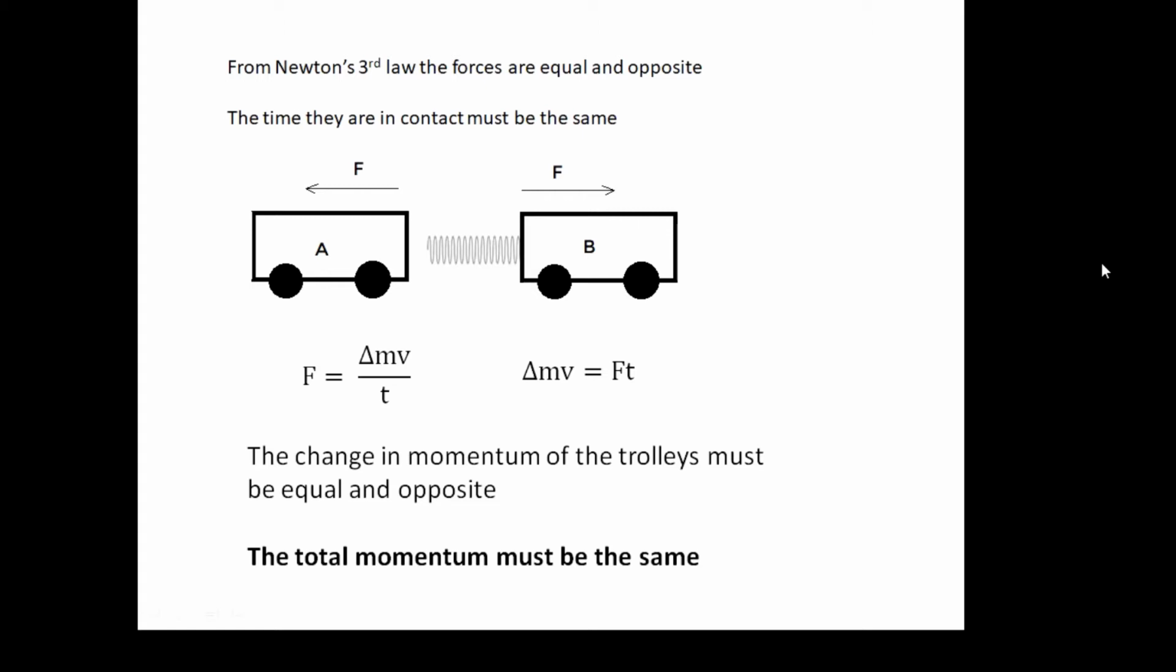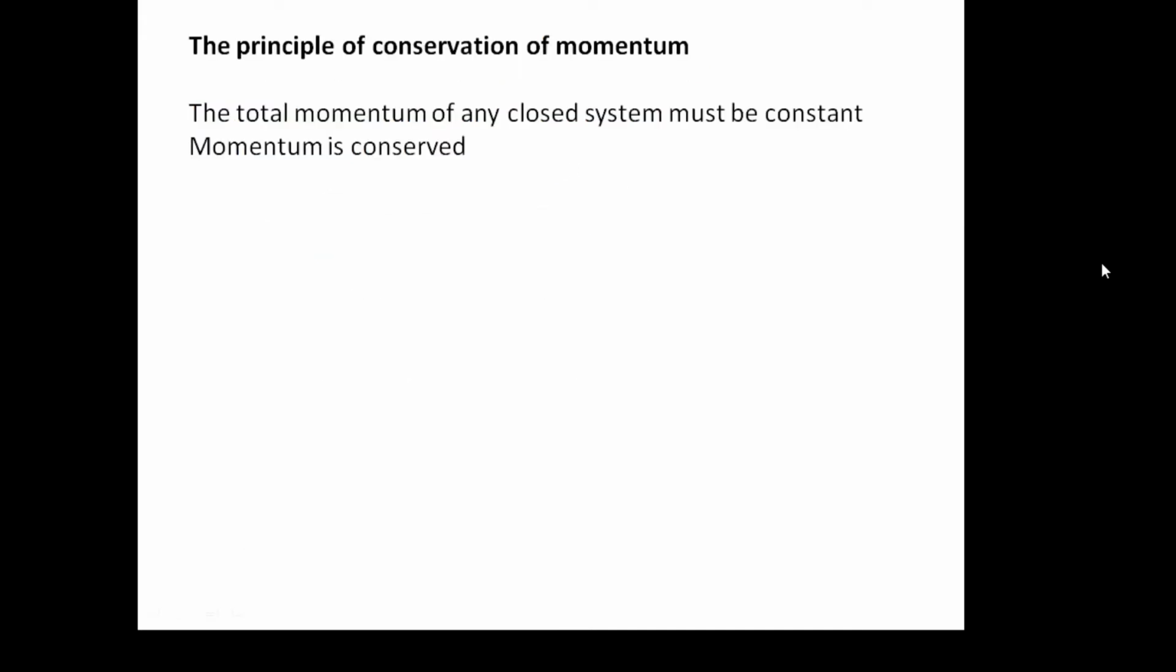So if they push against each other, the force is the same, the time of contact is the same, and so from Newton's second law, F is delta mv over t, then the change in momentum must be equal and opposite. So if one of them gains momentum, the other one loses momentum, and so the total momentum must be the same. So from Newton's third law, we get something called the principle of conservation of momentum. The total momentum of any closed system must be constant. Momentum is conserved. A very important idea in physics.